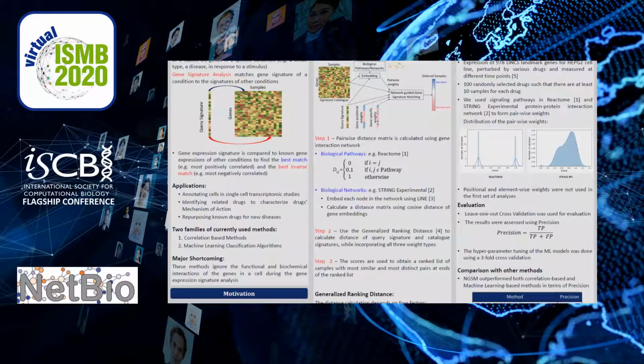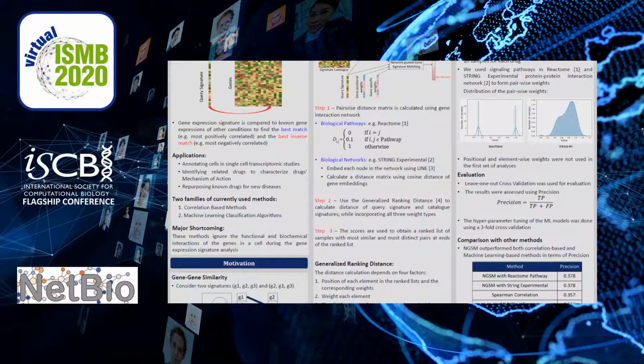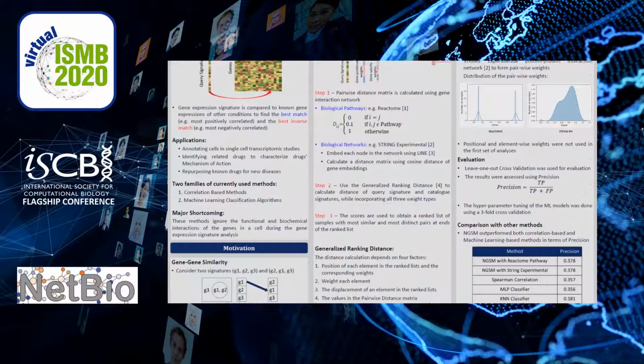Current approaches for gene signature analysis can be categorized into correlation-based and machine learning-based methods. However, one major drawback of both these categories is that they fail to capture functional and biochemical interactions of the genes in a cell. To overcome this shortcoming, we developed a method called Network-Guided Gene Signature Matching, or NGSM, that can take into account three types of factors while doing gene signature analysis.